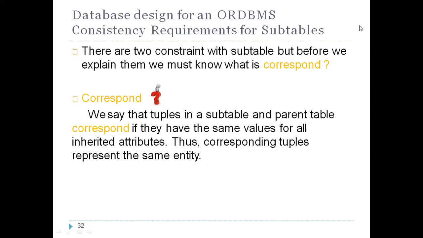So what is a correspondence? There are two tables, a parent table, and under that a subtable is present. We can say that tuples in a subtable and the parent table correspond if they have the same values for all the inherited attributes. So corresponding tuples represent the same entity.